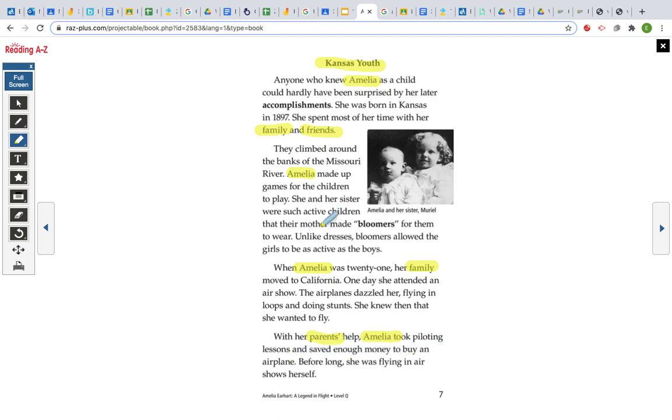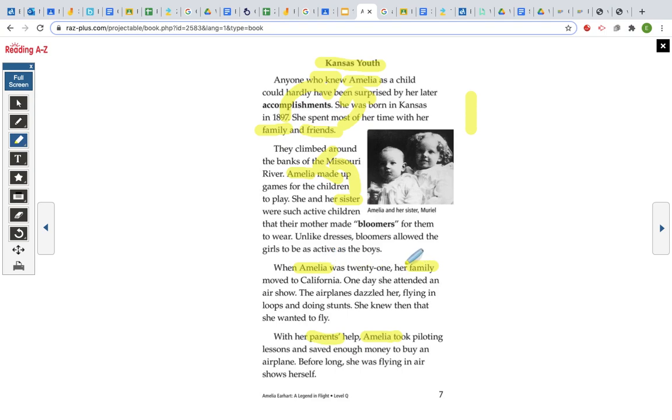Okay, so I'm going to look at what I highlighted here. I saw the name Amelia one, two, three, four times, and that's the only name I saw on this page. So that's one person that I found in this text. Let me see what else I have found. Her family and friends. Okay, so these are both related to Amelia, right? Because these are Amelia's family and friends. Amelia, I see again. She and her sister. Well, this is Amelia's sister, right? So that is in relationship to Amelia.